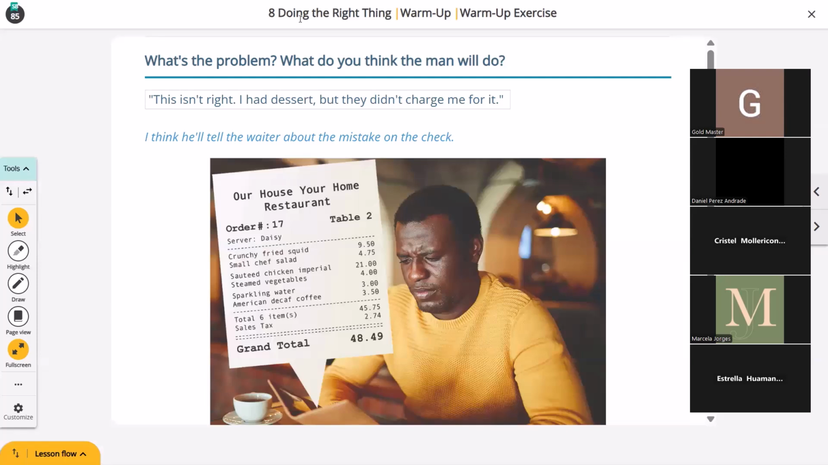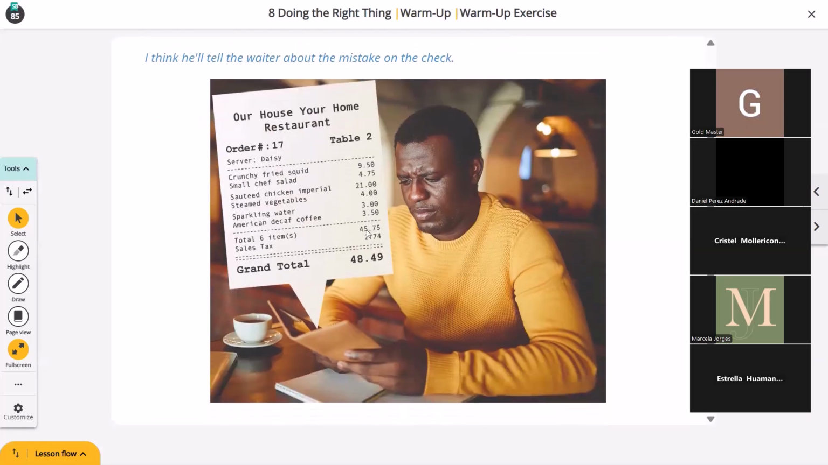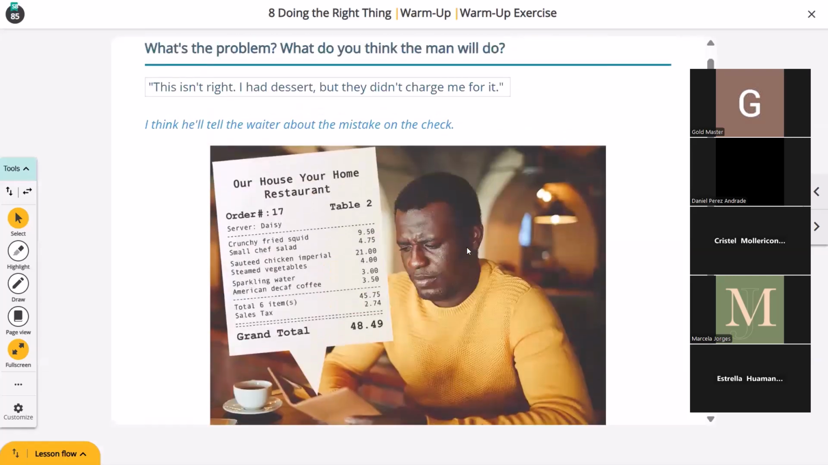We know that in different kinds of situations, most people don't think about doing the right thing. So this topic is going to be around this. You can answer in this way: I think he will tell the waiter about the mistake on the check. So look at the picture. He said that he had the dessert in this case. He ate it, yes, but in the check he didn't find the price. He didn't find that someone charged him for the dessert.